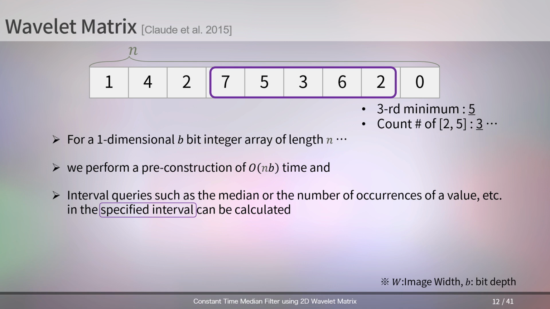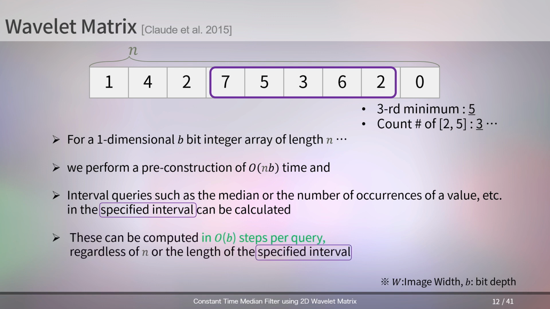We first compute the preconstruction in order nb time, and then we can compute interval queries. These queries can be computed in order b steps per query, regardless of the length of the sequence n or the length of the specified interval. In addition, only the size of the data itself and a small amount of supplemental memory is required.